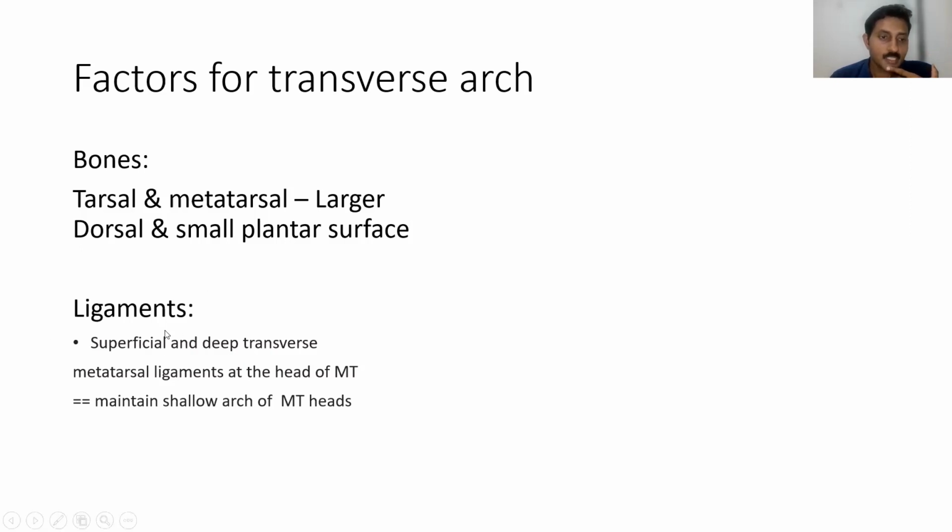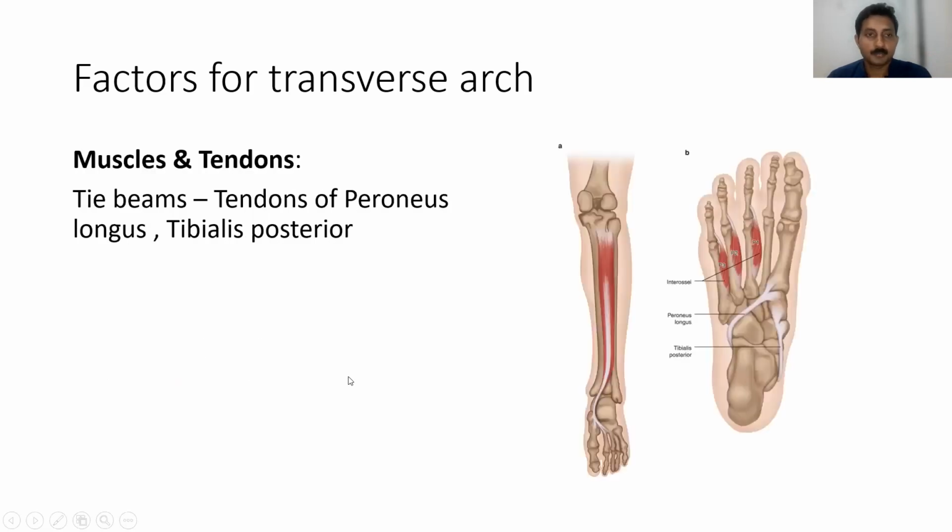We also have ligaments here: the superficial and deep transverse metatarsal ligaments at the heads of the metatarsals. They maintain the shallow arch of the metatarsal heads. So these are the ligaments that help in the transverse arch. We also have muscles here. What is the muscle here? The tie beam. What are the muscles in this tie beam? The peroneus longus muscle and tibialis posterior.